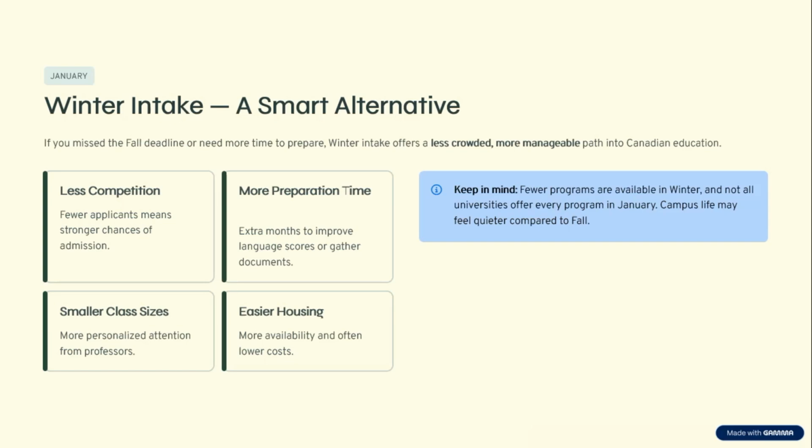Fewer programs are available, as not all universities offer every program in January. So this is what we mean by that. You have to make sure all these things work together accordingly.